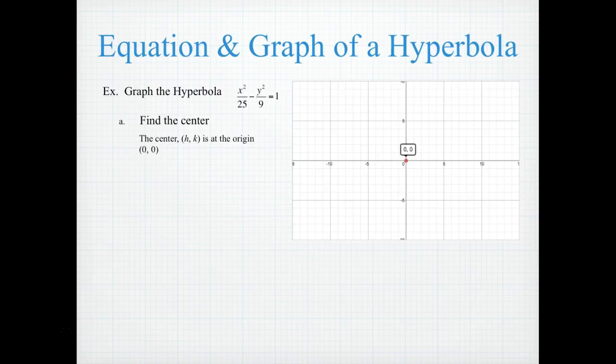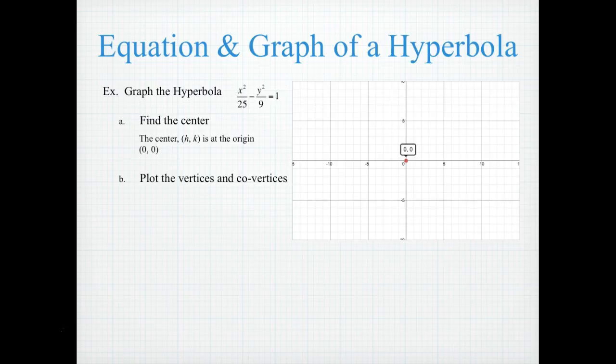After we identify the center, the next thing we need to do is plot the vertices and the covertices. Now we look at the hyperbola we have. X squared is the first term. X squared is the positive variable. So that tells us, since x is first and it's positive, we're going to have a horizontal transverse axis.